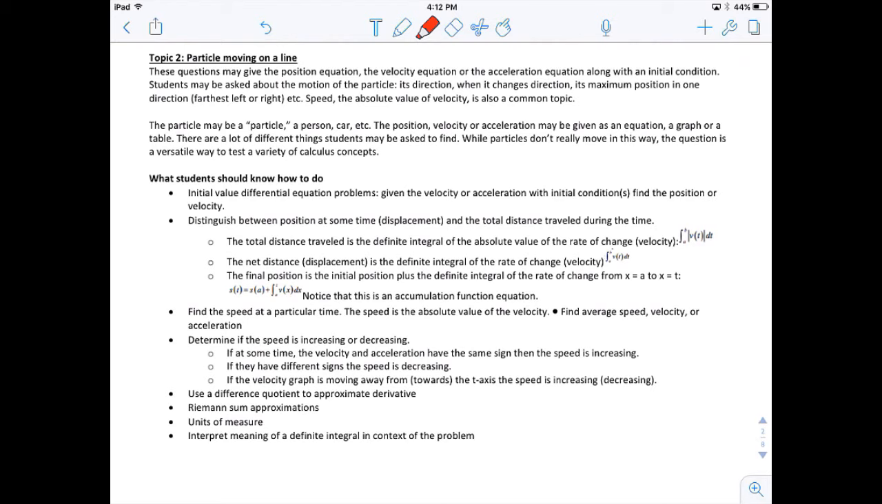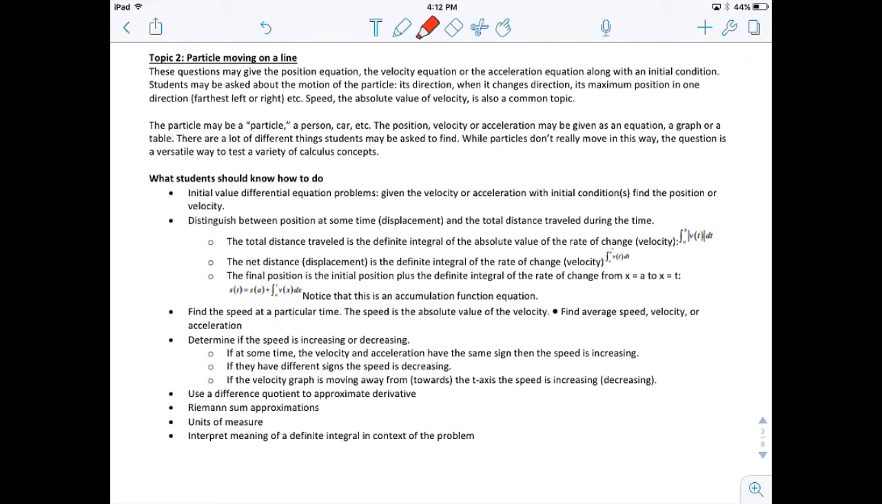Okay, second one is particle motion. These questions may give the position, velocity, or acceleration. You can be asked about the motion in a direction, in both directions, its maximum, its minimum, all of this stuff. Particles can be people, cars, bikes, bugs, whatever, and you can be given them as graphs, equations, lots of different things. Things you might be asked to do, okay?